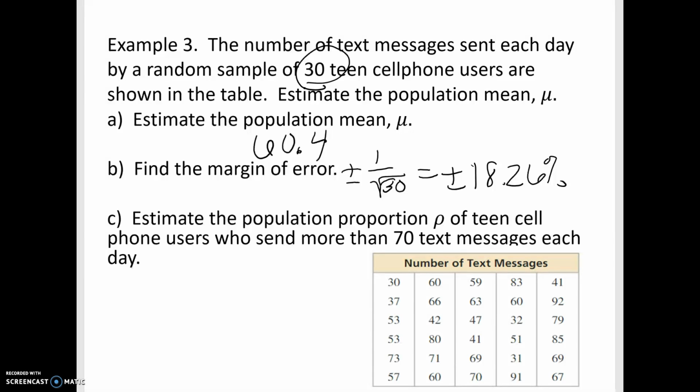Okay, and then it says estimate the population proportion of those who send more than 70 text messages each day. So go through the table. Feel free to pause this anytime. Go through the table. Count up how many send more than 70 text messages per day, which you would get 8. And then that's over 30, which is about 27%. So about 27% of the population would send more than 70 text messages each day.